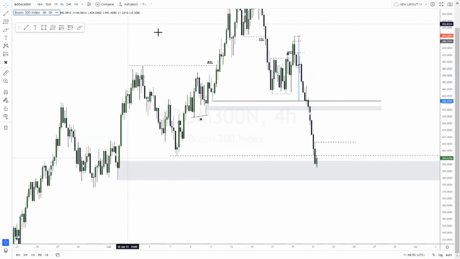Now, if the daily time frame tells me we are likely to have sells, then I want to look for trades in the selling direction. So the higher time frame works.